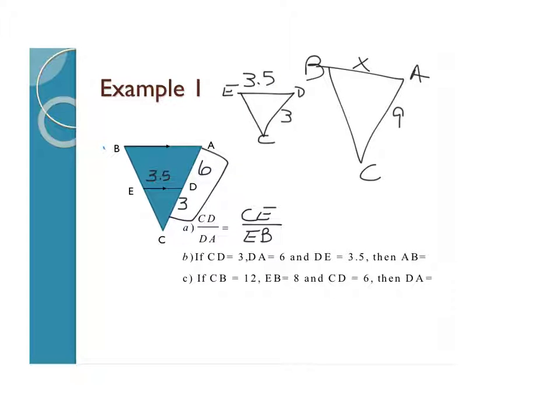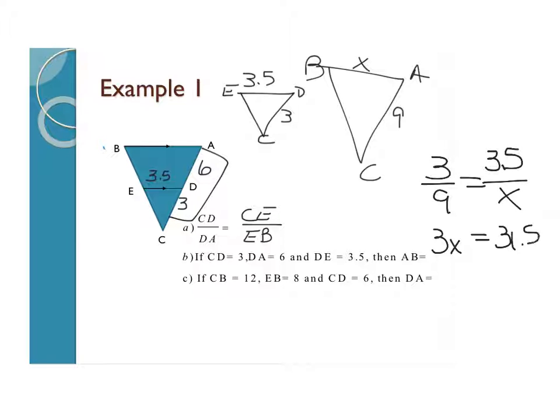What would be a proportion I could set up? Michael? 3 over 9. Good. Equals 3.5 over X. Perfect. Okay, cross multiply and divide. So 3 times X, 3.5 times 9 is 31.5. Divide by 3, and my value of X is 10.5. Good on that?